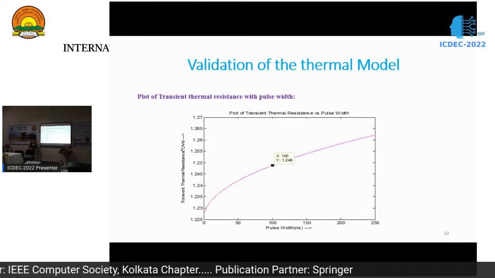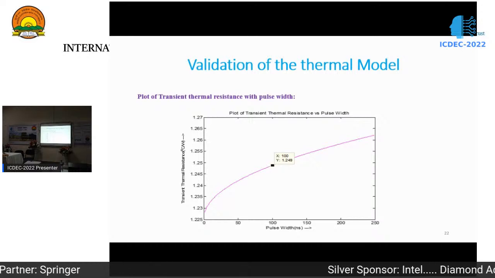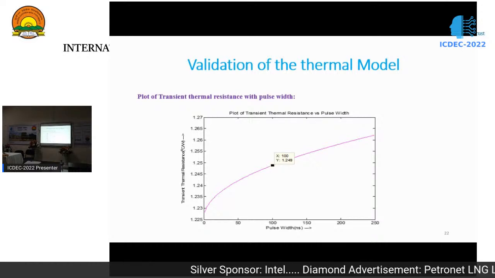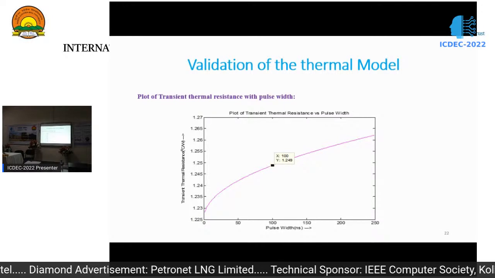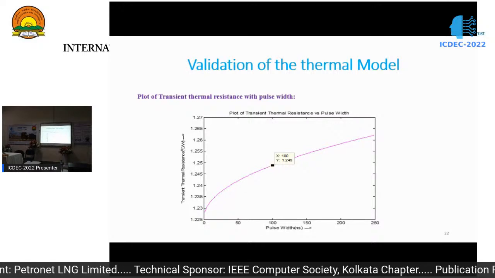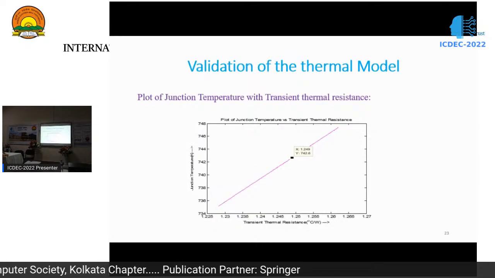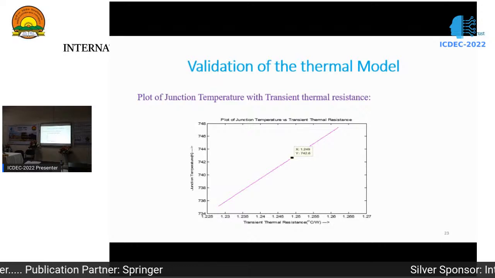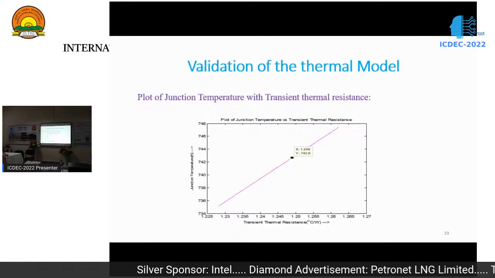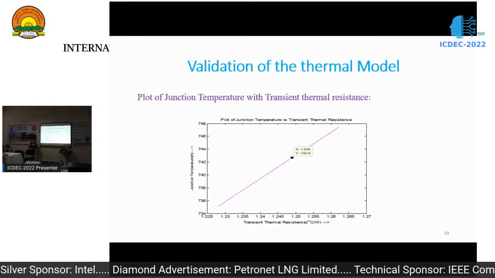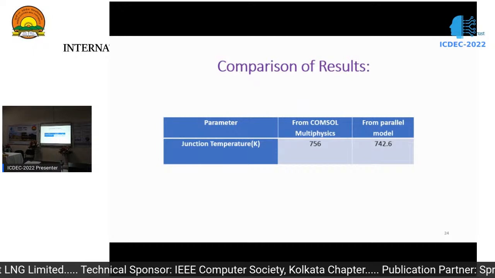Now to validate our model, we make a parallel study. That means we consider how the thermal resistance changes with the pulse width. We make a comparative study of pulse width with the thermal resistance, and we have seen that for 100 nanosecond pulse width, the thermal resistance is 1.2. In the next plot, we can see the transient thermal resistance is 1.2, and we are getting a junction temperature of nearly 742. In the previous model from the COMSOL thermal modeling, we got 756, and now we are getting nearly 742. So it is comparable. So that validates our model.